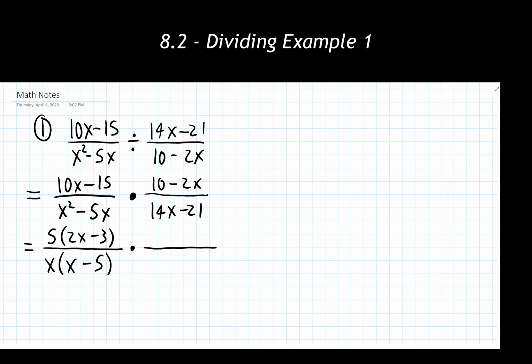The second expression, I can factor out a 2 from the numerator, and I'm left with 5 minus x. And in the denominator spot, I can factor out a 7. I'm left with 2x minus 3 down below. Now before I cancel things, you might be noticing that you can cancel things. I'm also noticing, ooh, I have an x minus 5 and a 5 minus x. If the signs in one of these was flipped, these could cancel out.